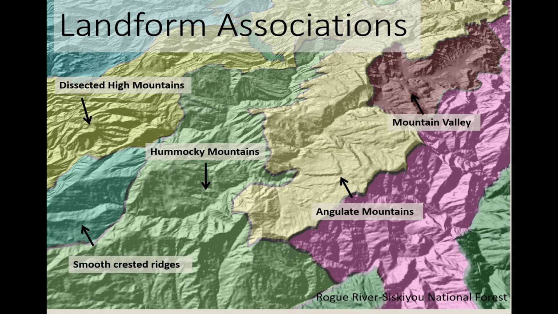Another example of landform associations is these angulate mountains. Angulate mountains are bedrock controlled. They have steep scarp faces on one side and sediment on the more gentle back slope, which often have shallow landslides that trend with the angle of the rock. Channels tend to migrate towards the scarp face of these, so any roads constructed on the scarp face are prone to debris torrents as the slopes get undercut.